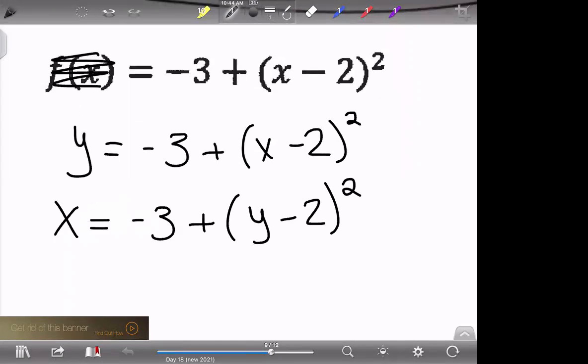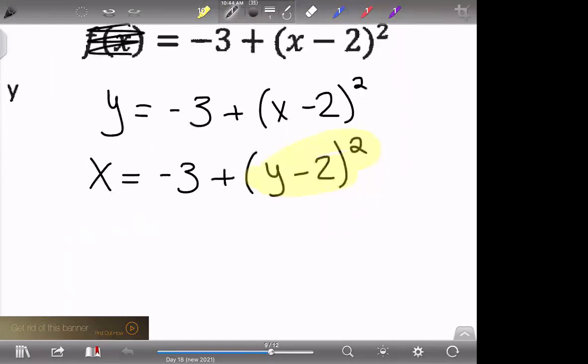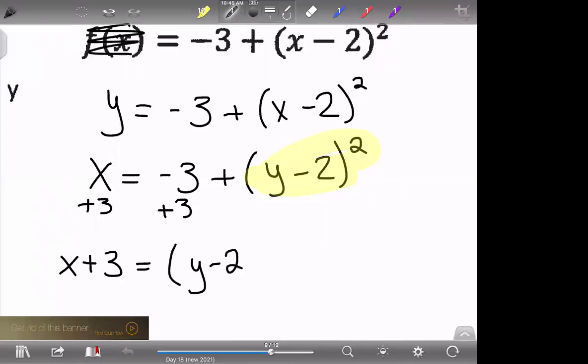Now we want to solve for y. In order to solve for y, y is currently stuck right here in the set of parentheses with the squared. We need to isolate that before we can get rid of the squared. So we need to get rid of that -3 that's sitting out front by adding 3 to both sides. So when I add 3 to both sides, that's going to give me x plus 3 on the left, and then y minus 2 in parentheses squared on the right side.